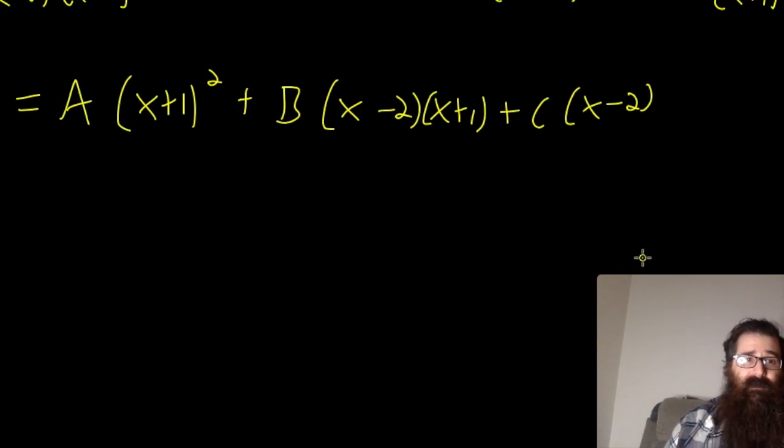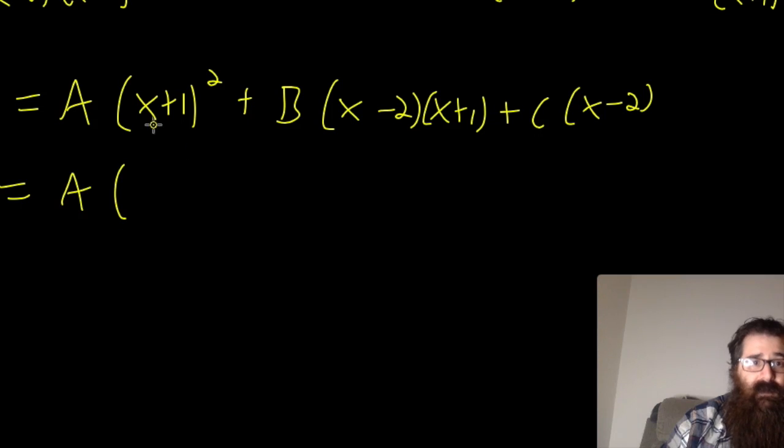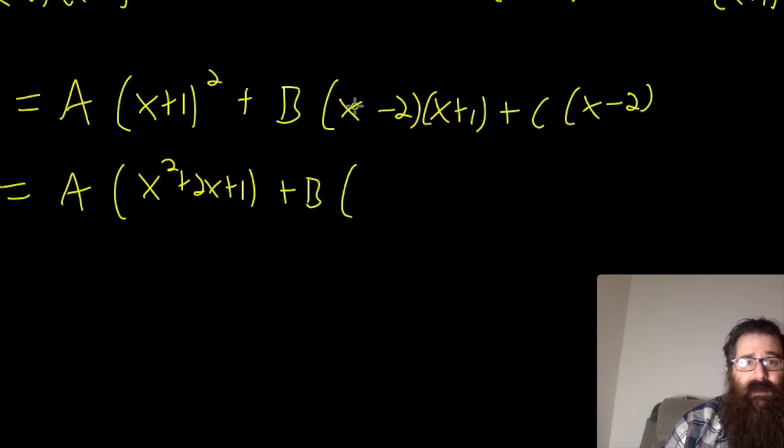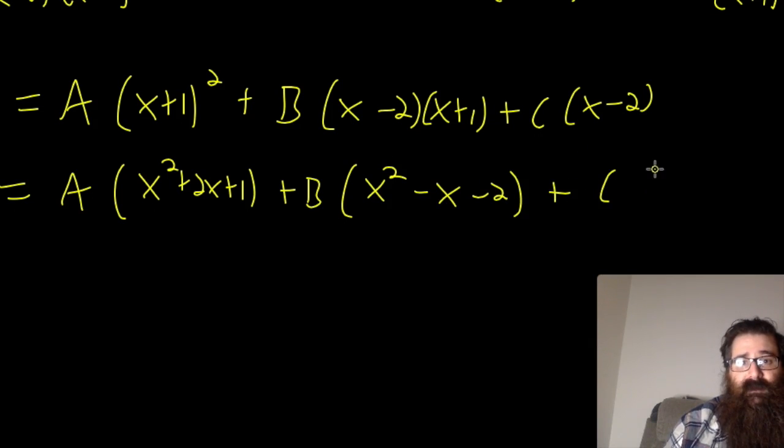And I should expand this out. We'll say 9 is equal to a times, and then x plus 1, if I square it, gives me x squared plus 2x plus 1, plus b times x minus 2 times x plus 1. If I FOIL this, I get x squared minus 2x plus x is minus x. Minus 2 times 1 is minus 2. And then plus c times x minus 2.